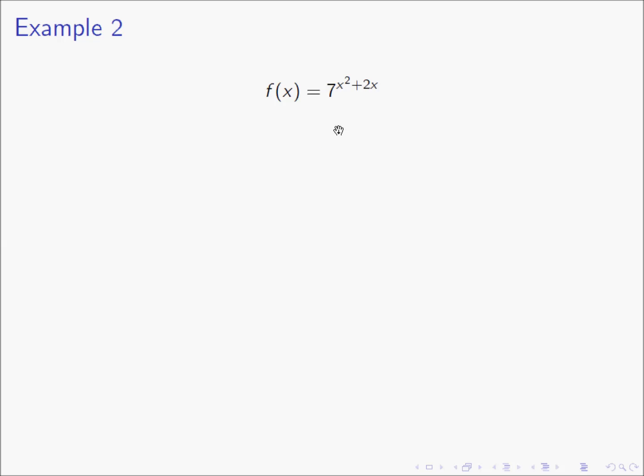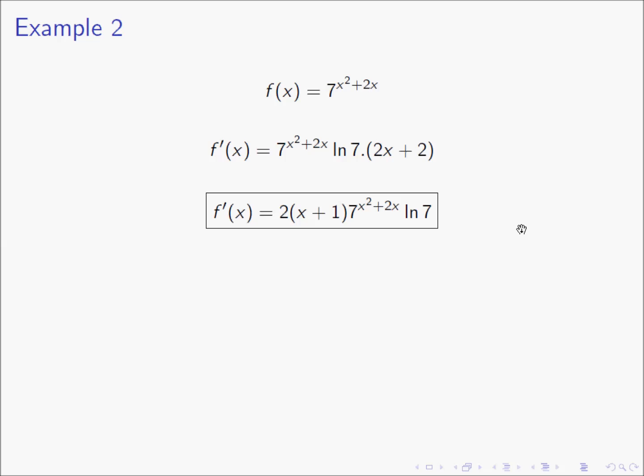Now let's consider this function. We have 7 to the x squared plus 2x. We take the derivative. We're going to use the chain rule again. We have the derivative of the exponential function, that is the same function, 7 to the x squared plus 2x, times the natural log of 7. And we multiply by the derivative of the inner function, that will be 2x plus 2. We can factor the number 2 here, and this is the answer.